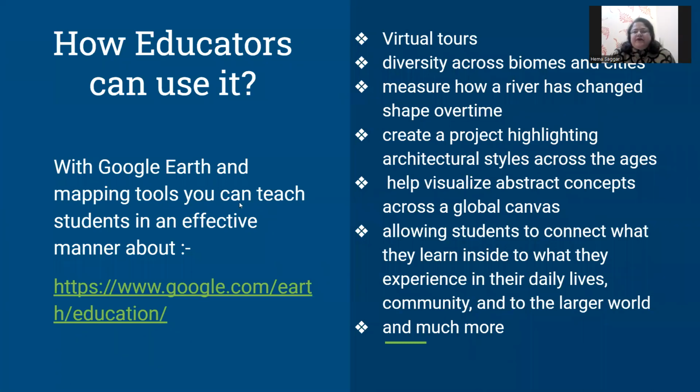With Google Earth and mapping tools, you can teach students in an effective way about virtual tours, diversity across biomes and cities, measure how a river has changed shape over time, and create a project highlighting architecture styles across the ages. Yes, you can stand under the Eiffel Tower and show your students how the construction is done for that Eiffel Tower, that strong combination of iron pillars.